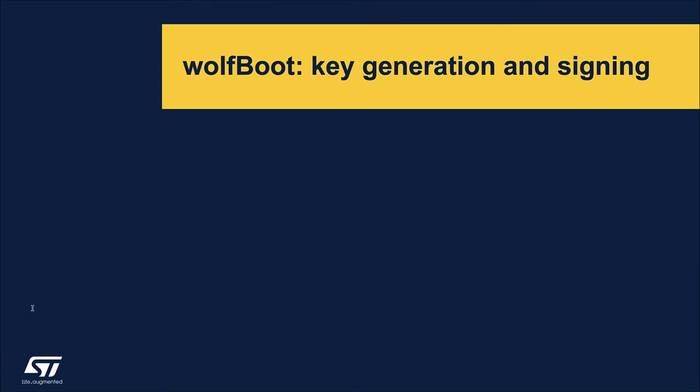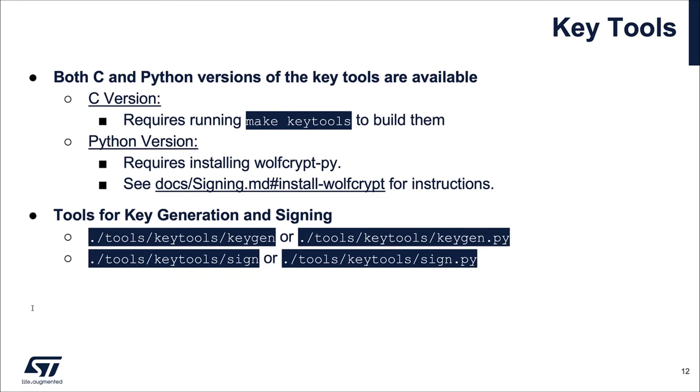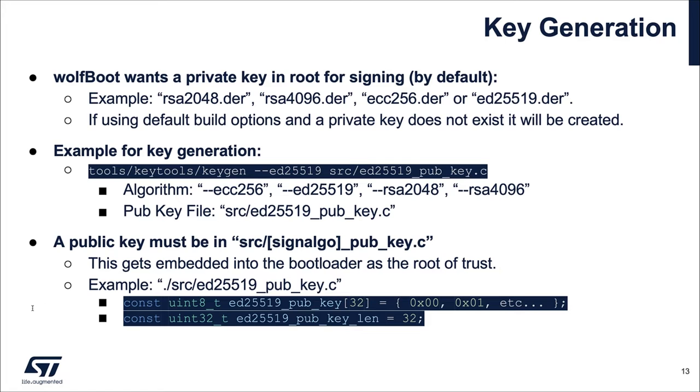Okay. So another thing I want to talk about is the key generation and signing. Again, we have the C version of the tools and the Python version of the tools, which are both equally capable. It's just that the Python one did not run very well on Windows. And so we wrote the C version and we set up a Visual Studio project for that, which is available. For the key generation, wolfBoot expects there to be a private key in the root for signing. That's just the way it does it by default if you use the make.